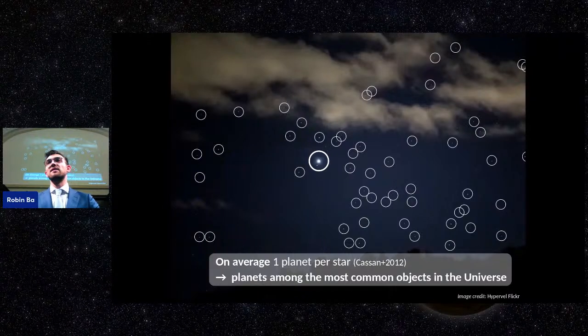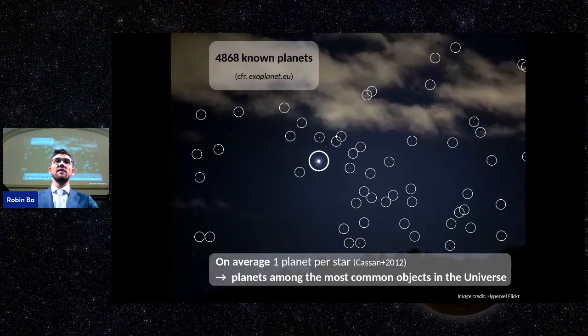Yesterday, I went and checked exoplanet.eu. That's an online archive of all the known exoplanets. And it had there 4,868 registries. So there are already more than 4,000 exoplanets that we know of. All right, so what can we tell about these exoplanets, and what are their characteristics?